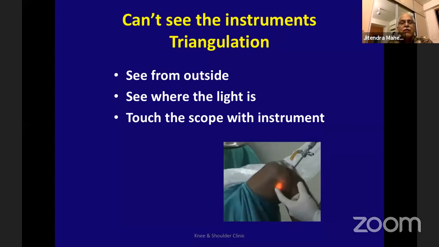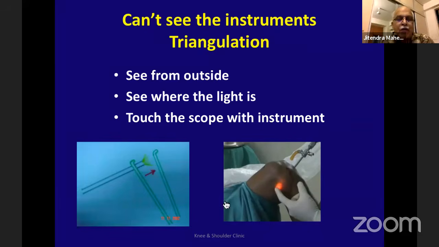Then you touch the scope with the instrument. Sometimes there's too much synovitis, you can't see anything, the joint is inflated. Then you touch the scope and move distally. This happens, as I told last time, in the subacromial space, where you can't see anything. Just touch the scope, gradually move in front like this, and once you can see the thing, particularly with a shaver, you can start shaving a little bit slowly. Everything opens up more and more, and then you can see it better and better. So these are the three techniques by which you can improve your triangulation whenever you're lost.